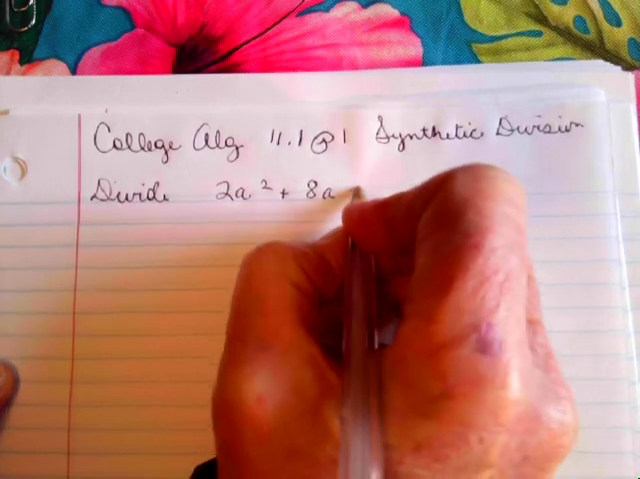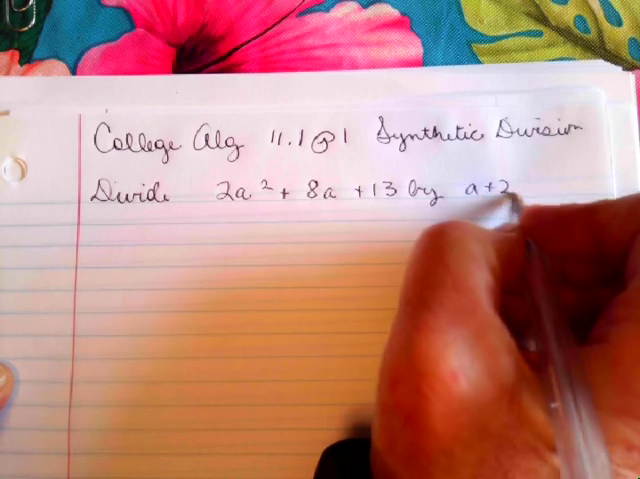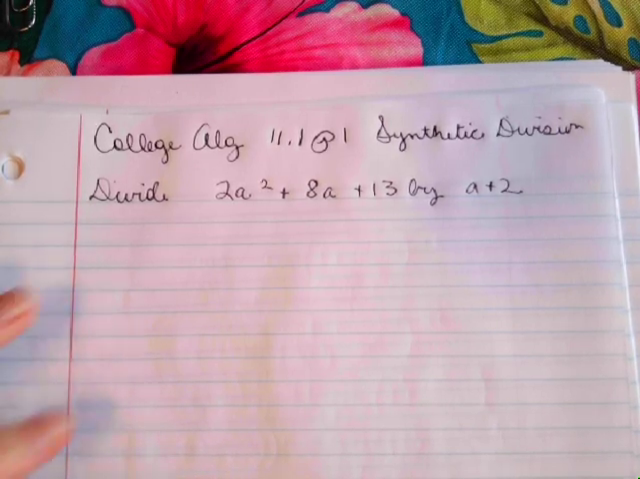College Algebra, Chapter 11, Section 1, Part 1, Synthetic Division. Divide 2a squared plus 8a plus 13 by a plus 2. You know, we could do that by long division, but we don't want to do that. We want to do it the shortest, easiest way possible.